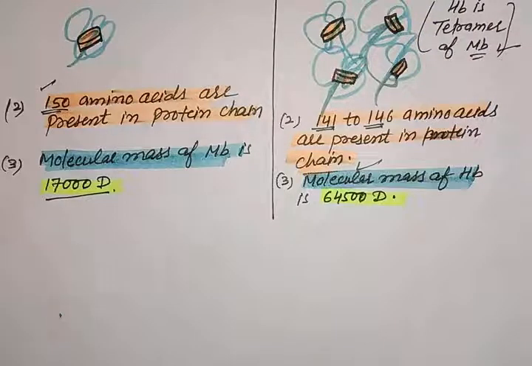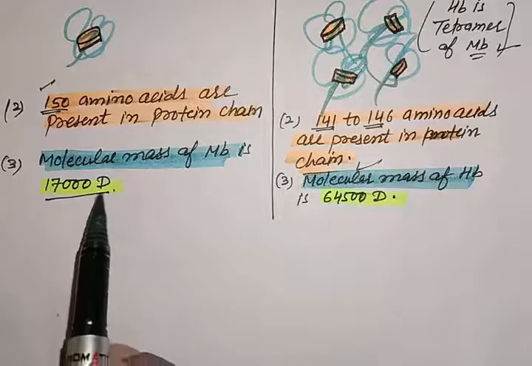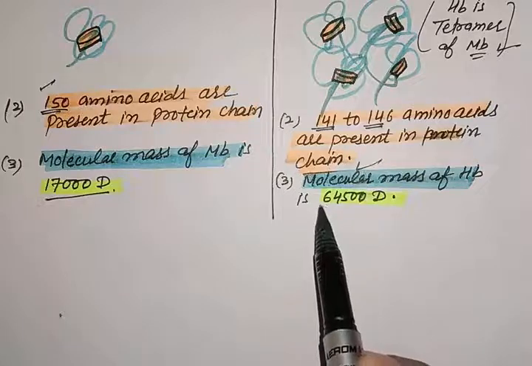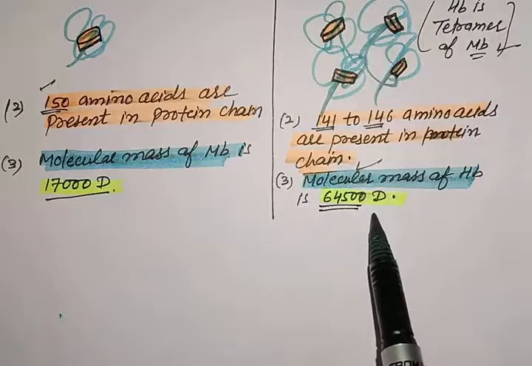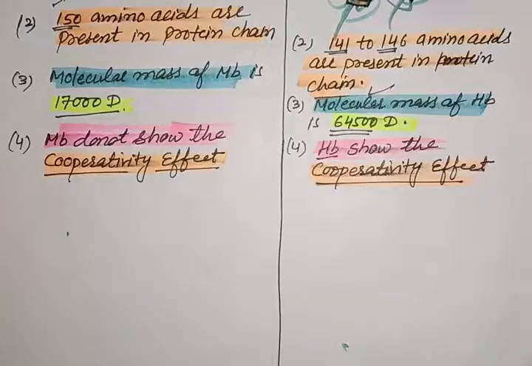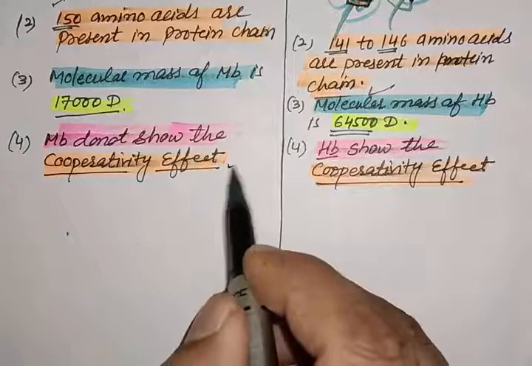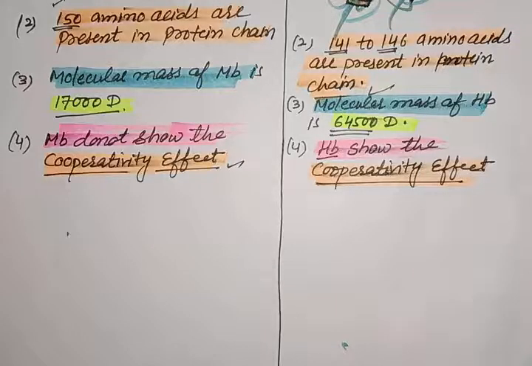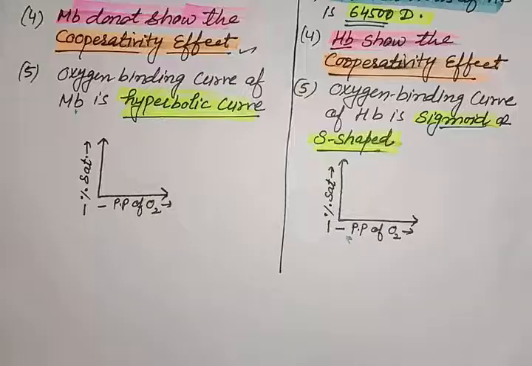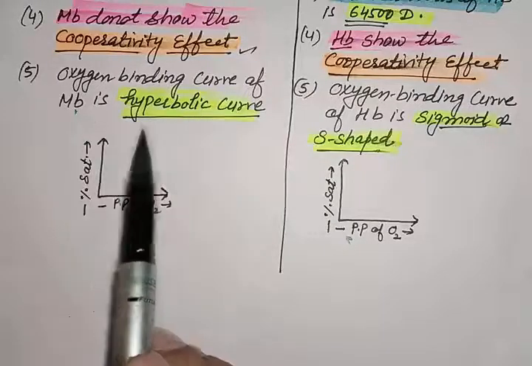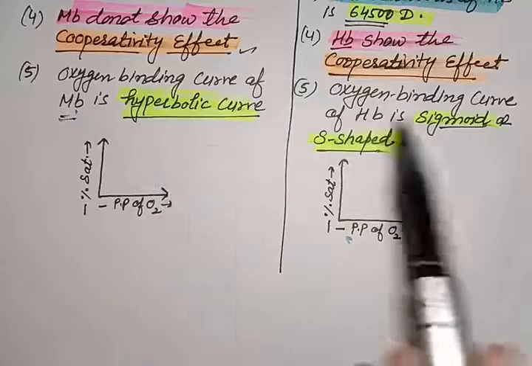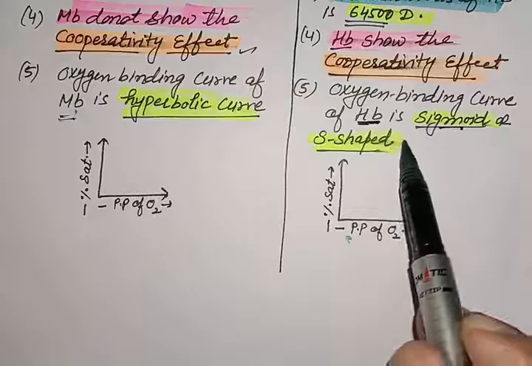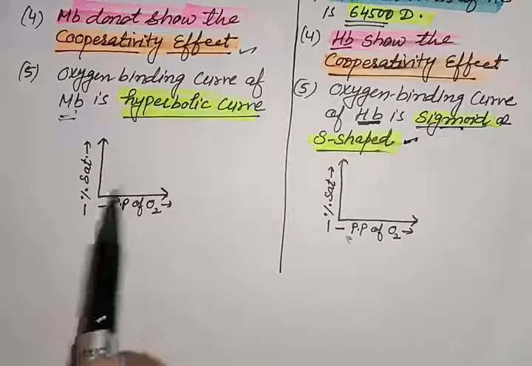Myoglobin is smaller than hemoglobin, so the molecular mass of myoglobin is 17,000 Dalton, while the molecular mass of the hemoglobin is 64,500 Dalton. The fourth difference is that the myoglobin does not show the cooperativity effect, while the hemoglobin shows the cooperativity effect. The cooperativity effect we will study later on in this chapter. The next very important difference is that the oxygen binding curve of the myoglobin is hyperbolic, while the oxygen binding curve of the hemoglobin is sigmoid shaped, or I can say S shaped. We will also discuss this curve later on.